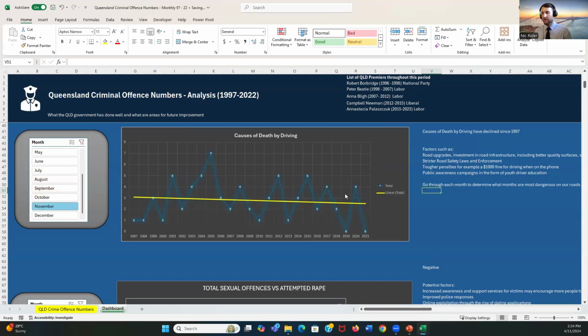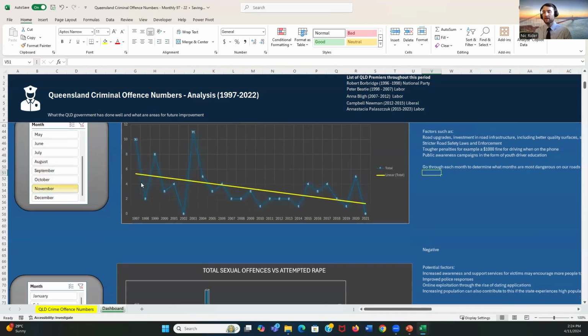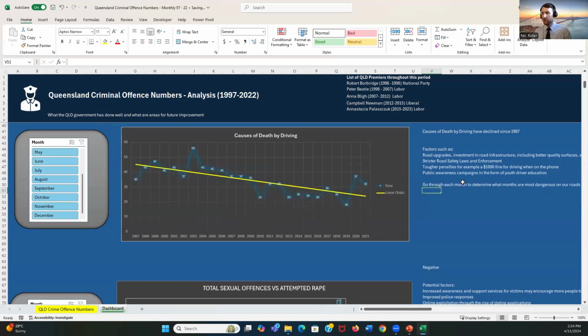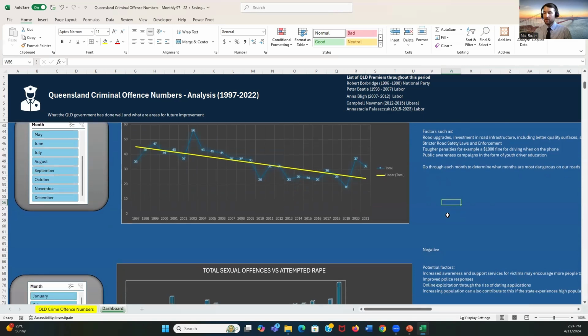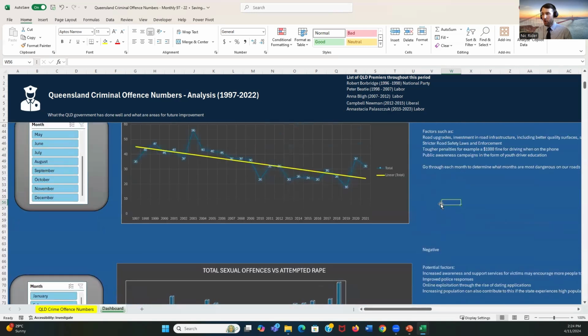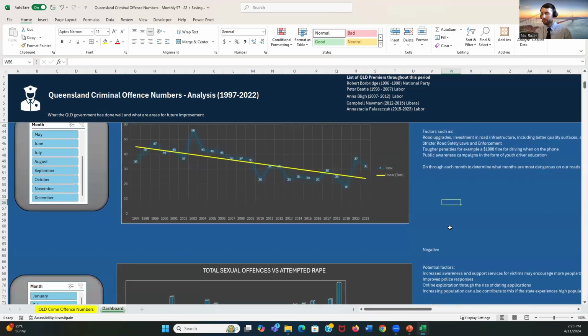Okay, so November, there hasn't been as much of a change or a decrease. When we look again here, December's pretty good. Okay, that's good. So November is the only month where we haven't trended down as much, but every other month is really positive. So the government have done a really good job of reducing deaths by driving in Queensland over that period of time. We can't criticise the LNP for that, because those numbers were quite low through the period that they were in power. So they've really helped support that.